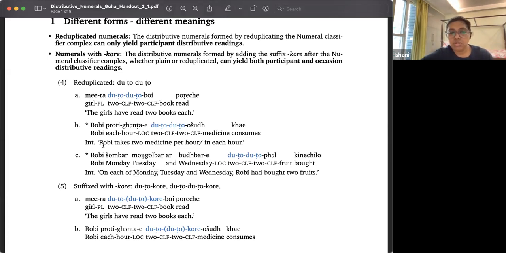Robi proti ghantay duto duto oshud khay. This is not found to be a great usage of the distributive numeral. People categorically have told me, no, this should be duto kore oshud. And similarly, Robi Sombar Mongolbar ar Budhbare duto fol kinechilo. Again, people do not exactly like to use the reduplicated form here.